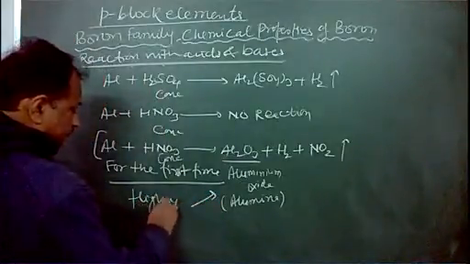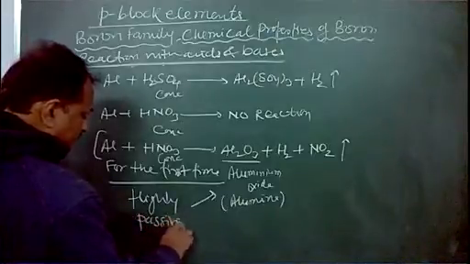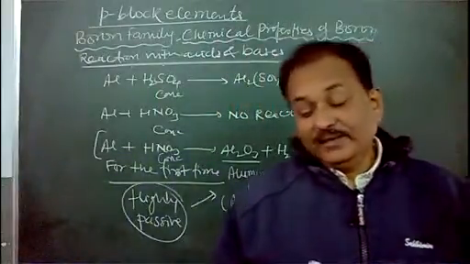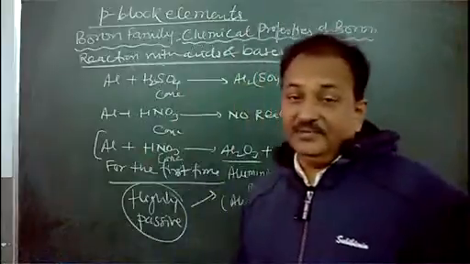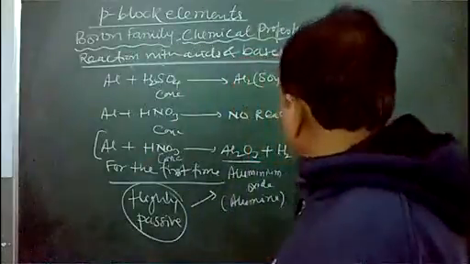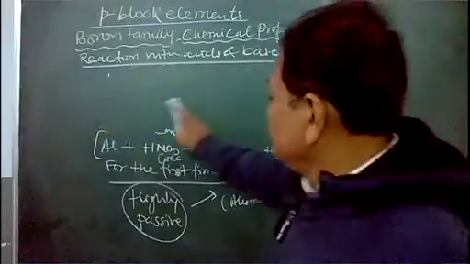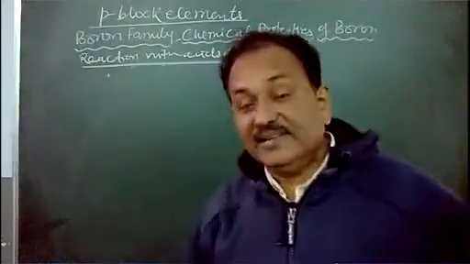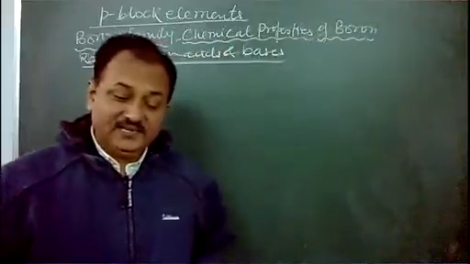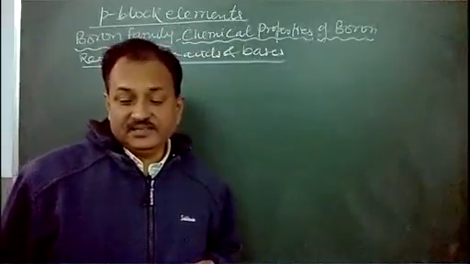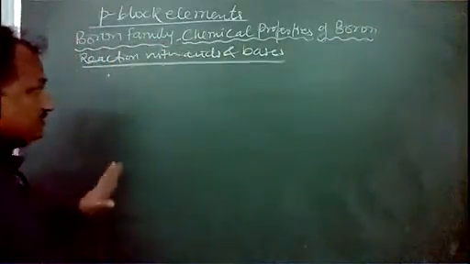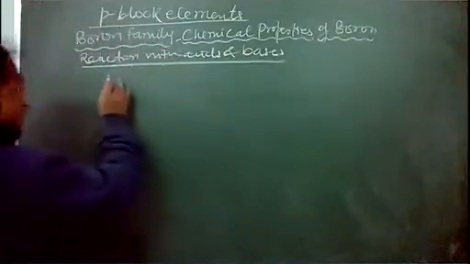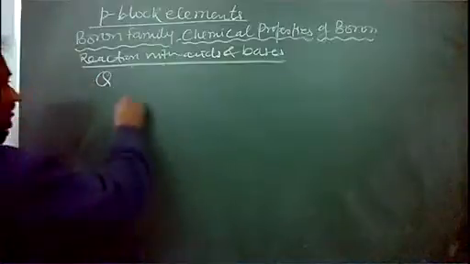Passive means it does not react. So this principle of aluminium is very much used in making the containers which carry nitric acid. Nitric acid is a very powerful acid. It is one of the most powerful oxidizing agents. But aluminium is used to prepare the tank. So, a very important point.